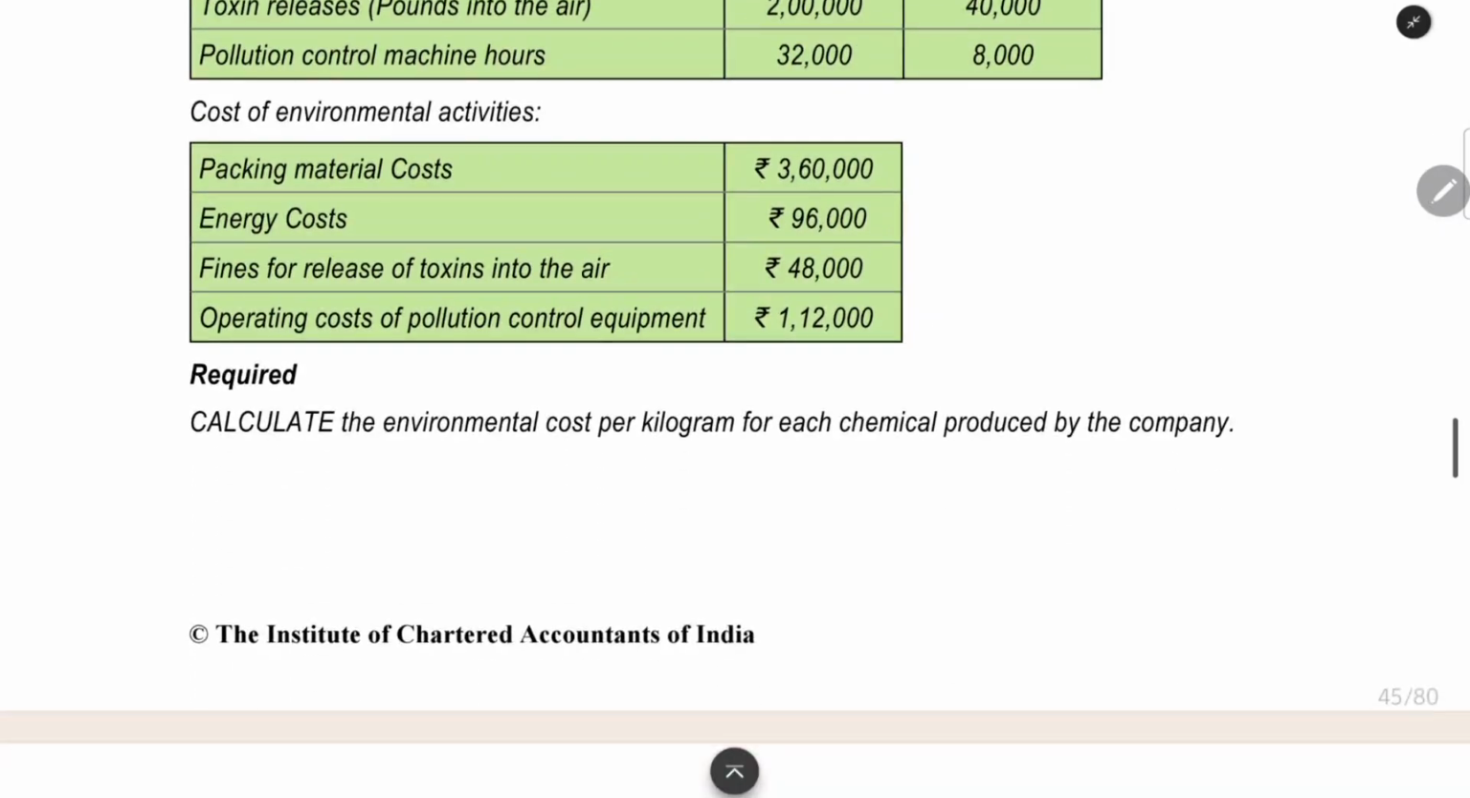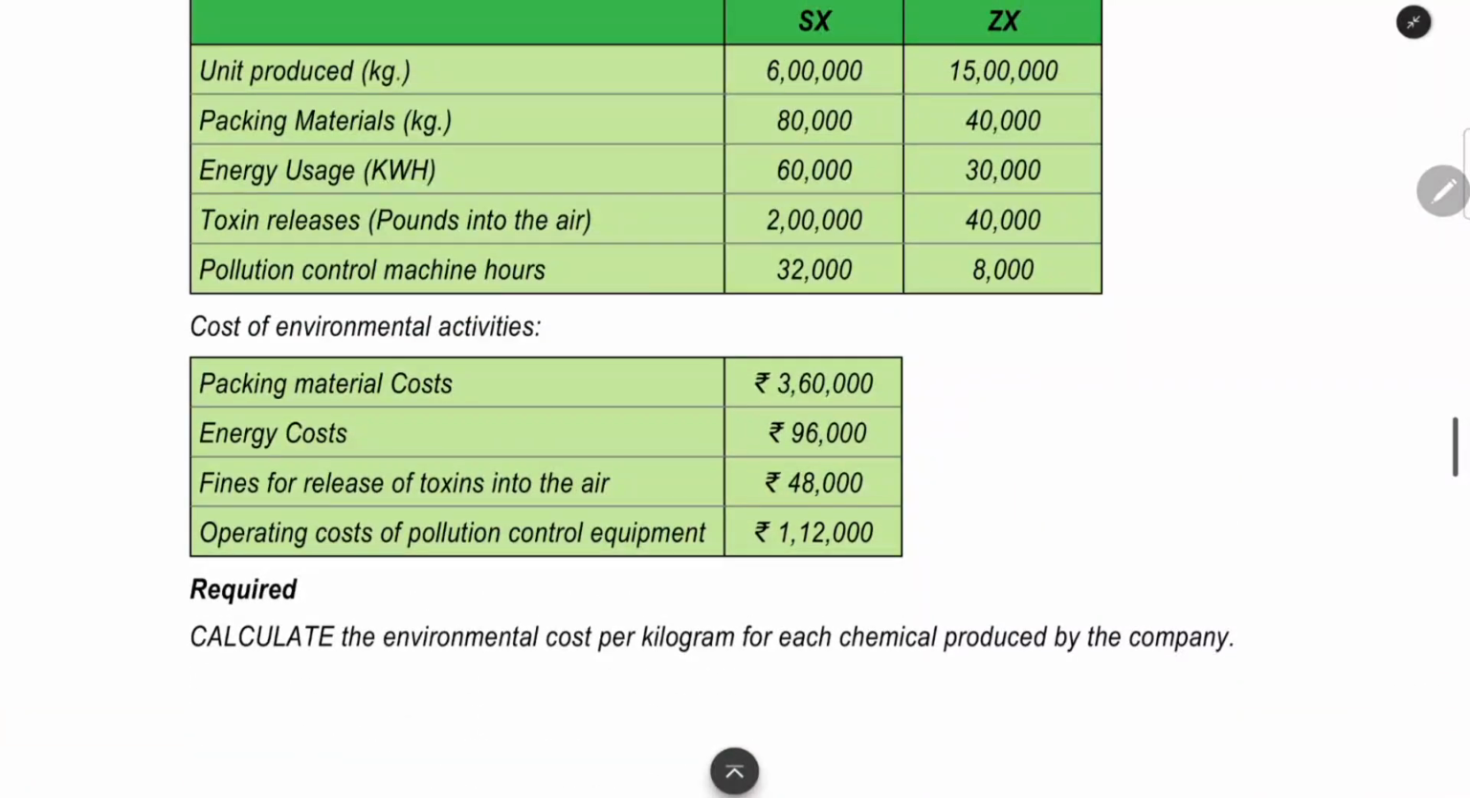Now we have to find out the environmental cost per kilogram. We have to find out the environmental cost. These are the environmental costs. We have to calculate it per kilogram of the chemical produced.